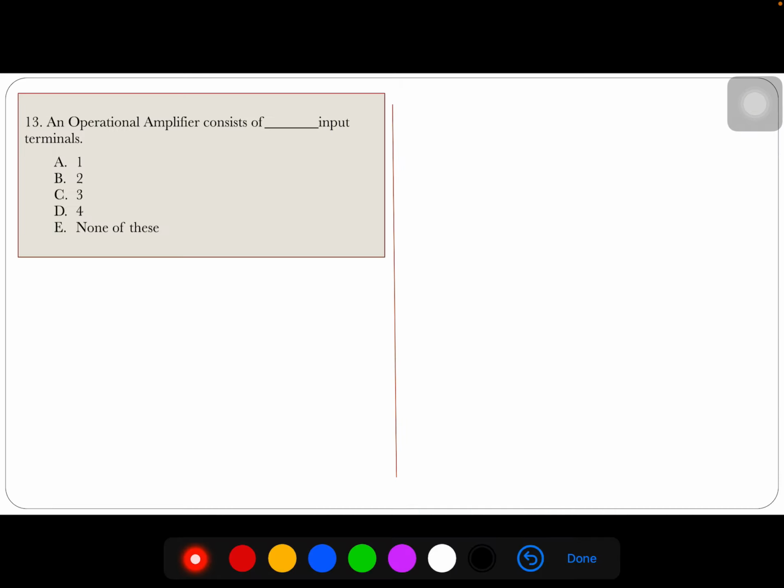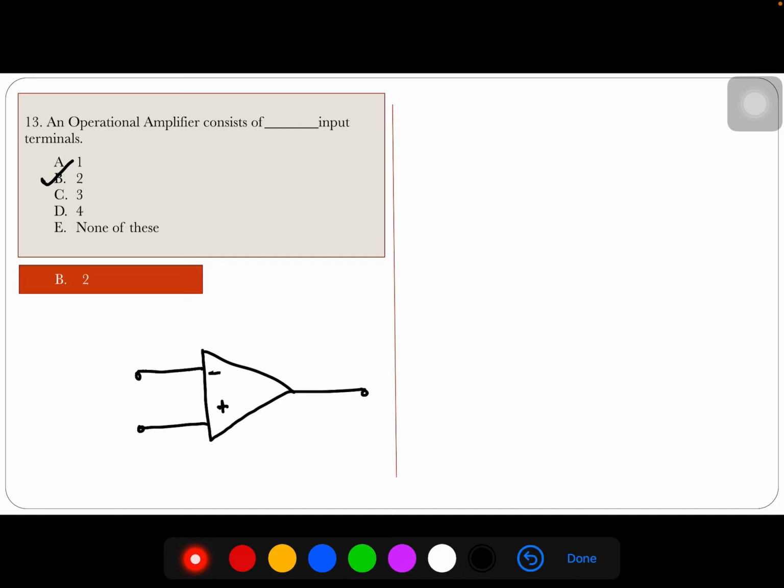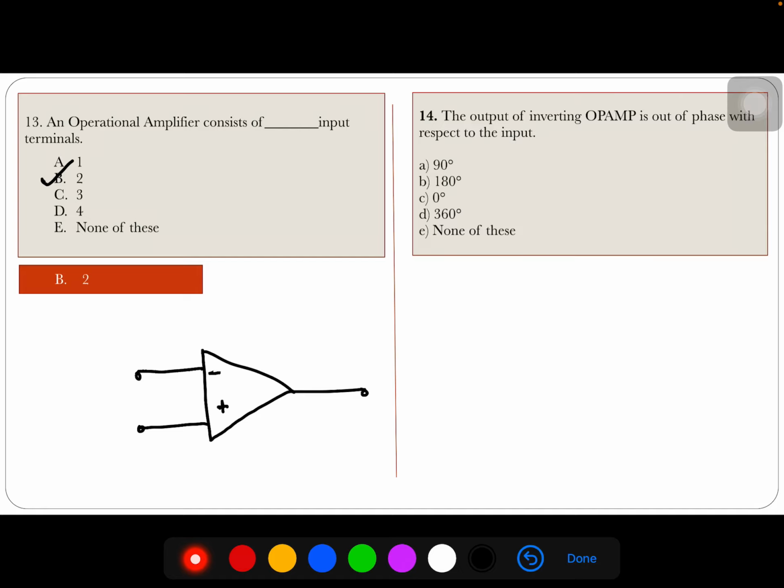Next question. An operational amplifier consists of dash input terminals. I have been drawing the symbol of op-amp in almost every slide, so I hope that you must have come to the answer. What is the answer? How many inputs is it having? It is having two inputs and one output terminal, so two inputs. Correct option is B.